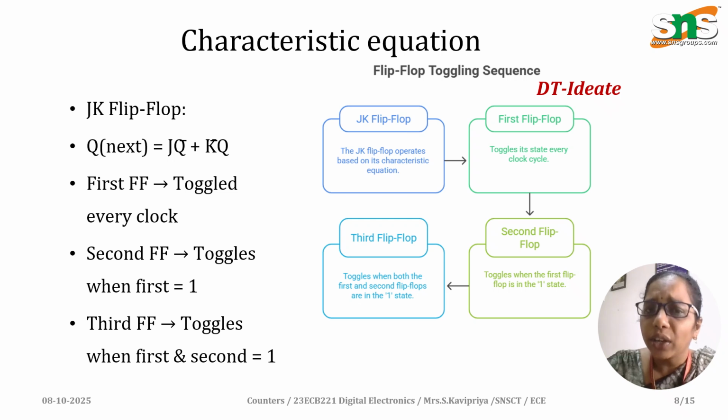Next, we are using a flip-flop here. The most commonly preferred flip-flop is the JK flip-flop, and we know the characteristic equation of the JK flip-flop is Q next equals J Q bar plus K bar Q. We have 3 flip-flops here. The first flip-flop toggles for every clock pulse, the second flip-flop toggles only when the first flip-flop value is 1, and the third flip-flop toggles when the second and first flip-flop values are 1.